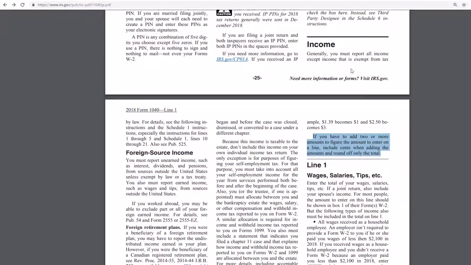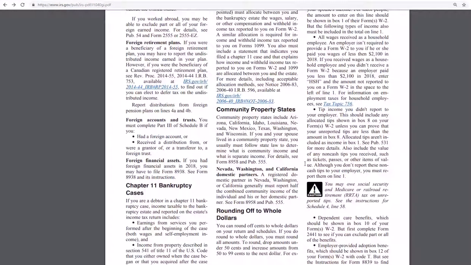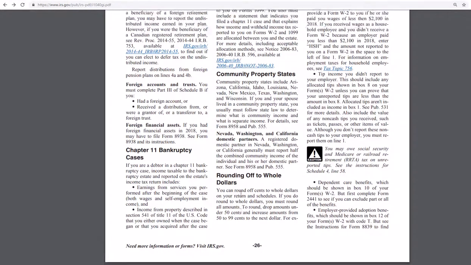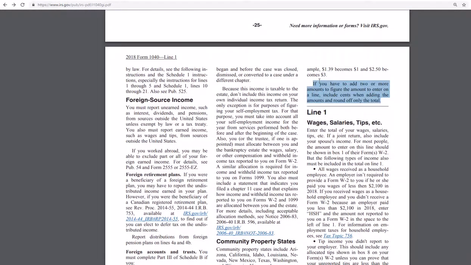So that's an exception to the exception to the exception, where generally you must report all income except income that is exempt from tax by law, except for when it's less than 50 cents per line as a total, then you can round down. So hopefully that's been helpful.